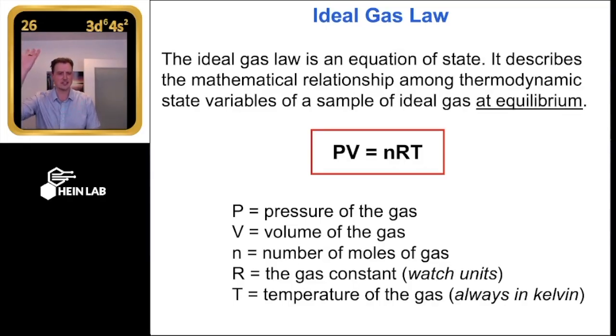So who's seen this amazing equation before? PV equals nRT. Ideal gas law, right? So the ideal gas law, you guys should be familiar with it in terms of the terms. P is the pressure, V, the volume of the gas, N, number of moles, R is the universal gas constant, and T always will be in temperature, right? It's the absolute or instantaneous temperature here.